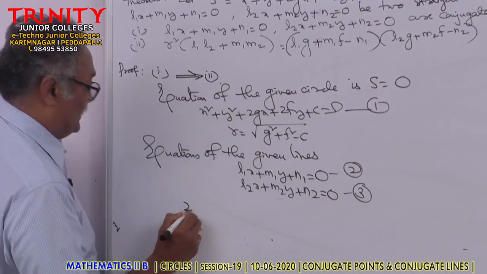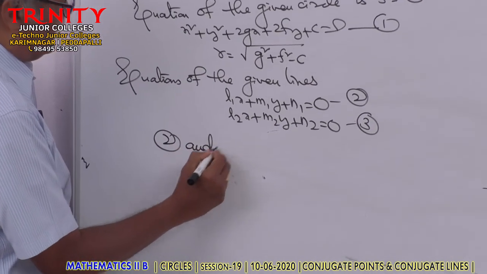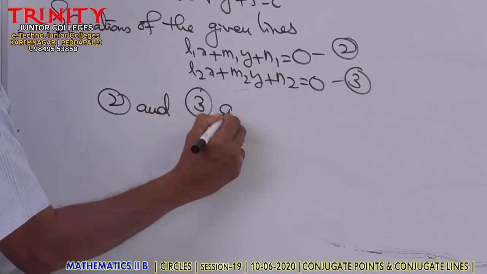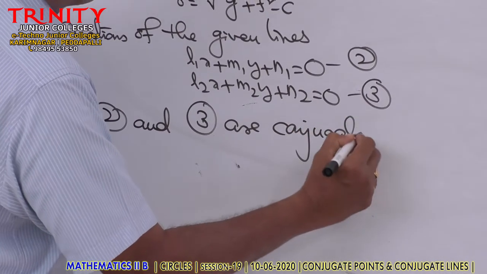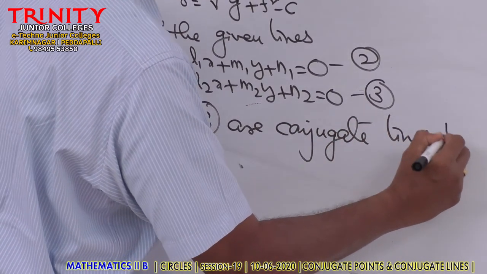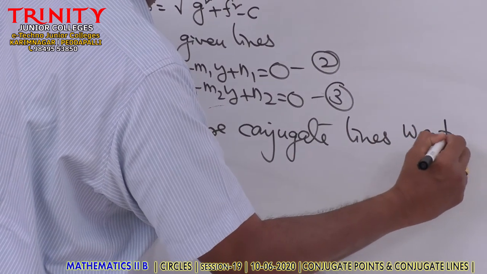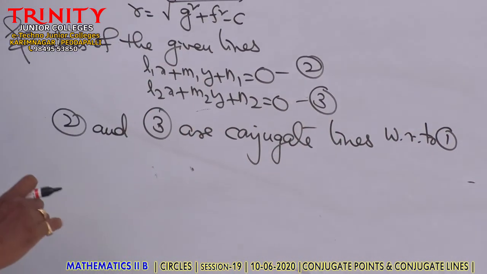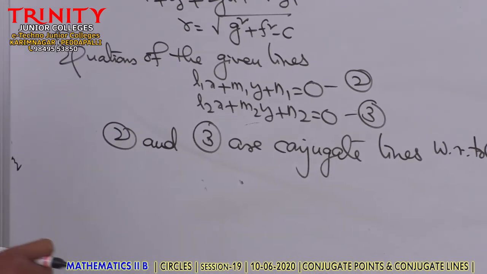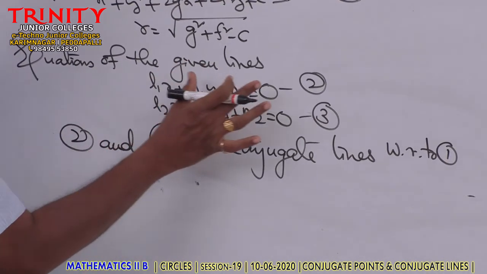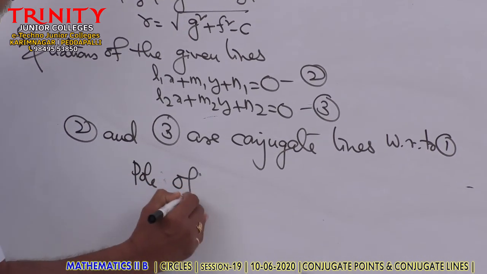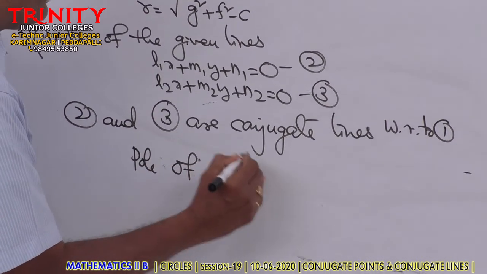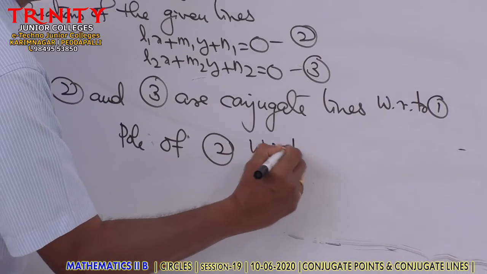2 and 3 are conjugate lines with respect to 1. With respect to 1, take the pole of 2 with respect to 1.